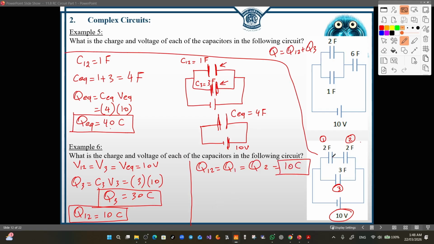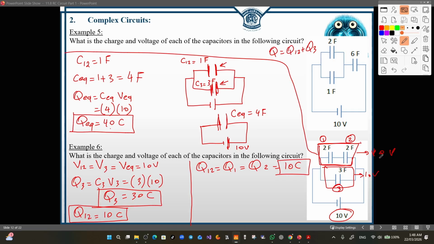Now, finally, we need to know how much potential difference will be across the 2 farad here and the 2 farad here. Since they are identical, the potential difference across each one of them is equal to the other. So the potential difference across the 2 farad is equal to the potential difference across the second 2 farad. We know that this set is connected in parallel with this set, and the potential difference here is 12 volt, and the potential difference here is 10 volt.